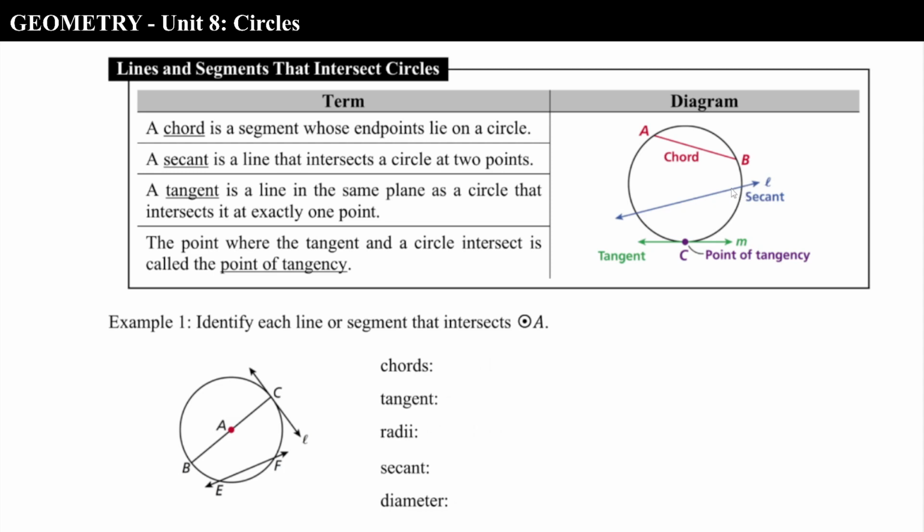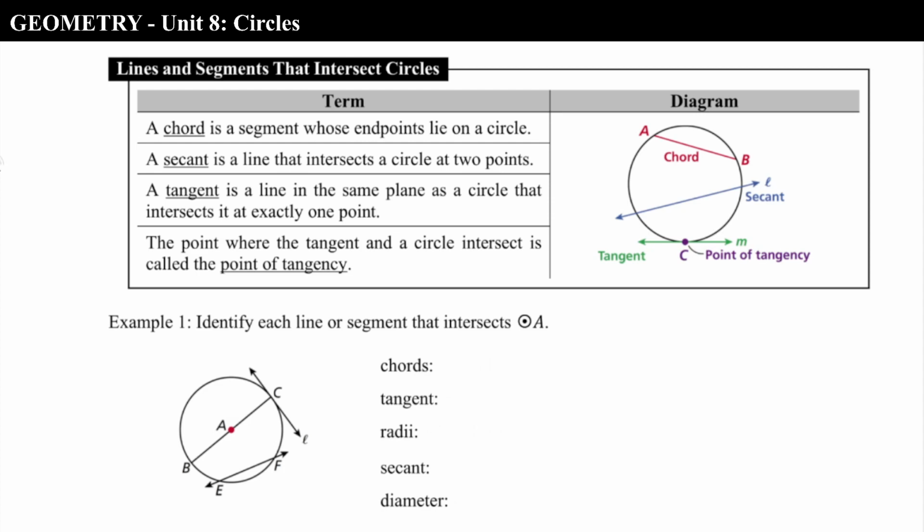A tangent is a line in the same plane as a circle that intersects it at exactly 1 point. So a secant, you intersect it at 2 points. A tangent, you only come in, touch the circle at 1 point, and then you continue on. And a tangent line is also going to be going infinitely in both directions. The point where the tangent and a circle intersect is called the point of tangency, and that is point C here.